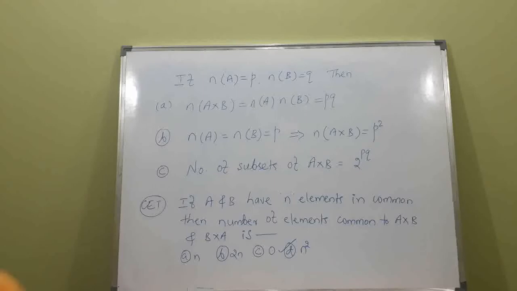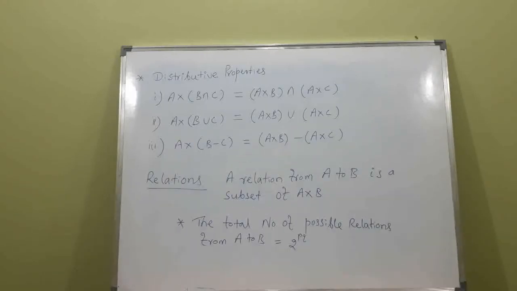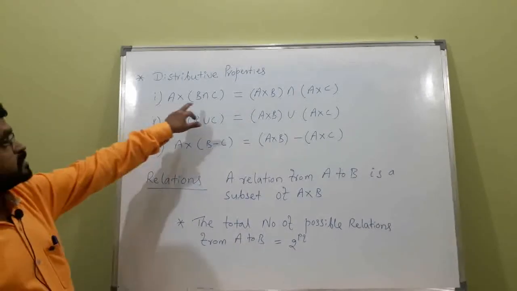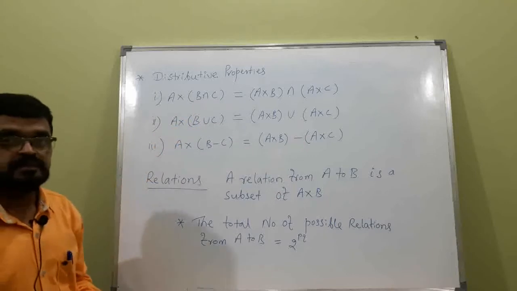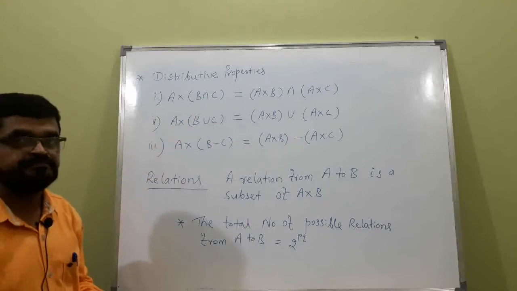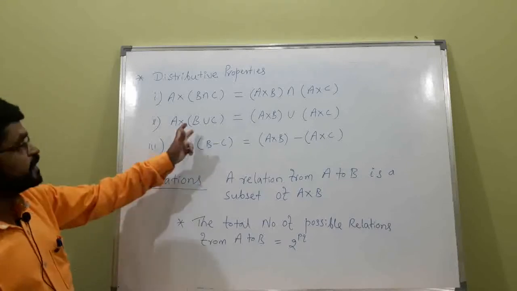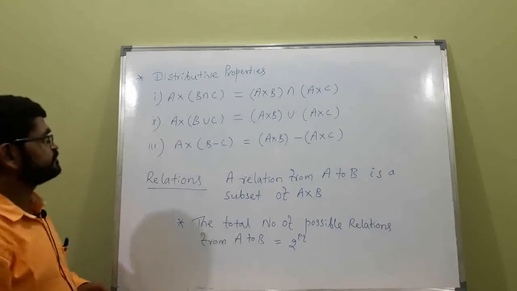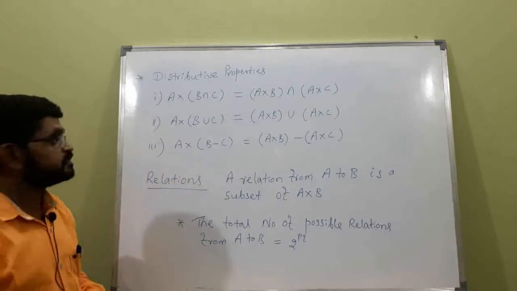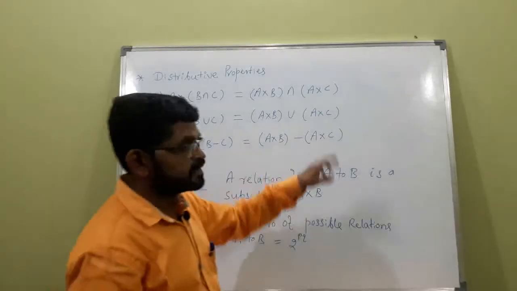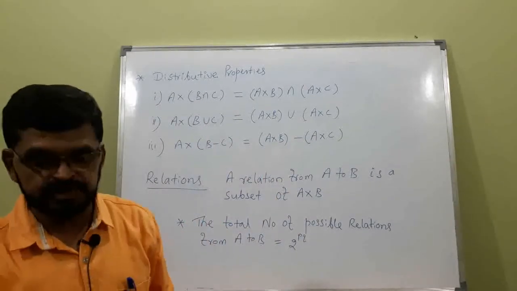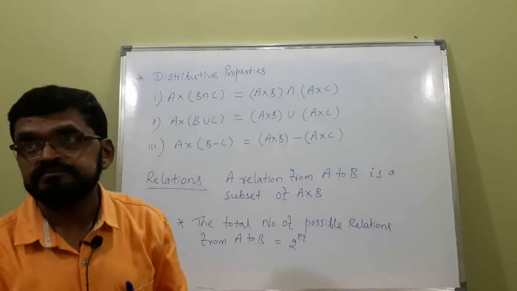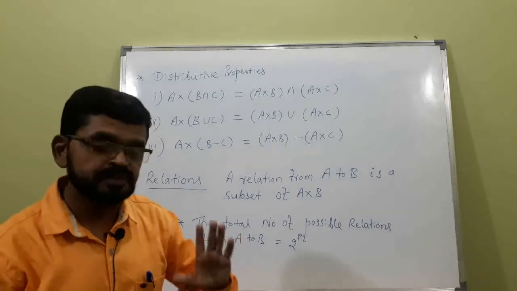Take this. The distributive properties of Cartesian product: A cross (B intersection C) is (A cross B) intersection (A cross C). A cross (B union C) is (A cross B) union (A cross C). A cross (B minus C), the difference, is (A cross B) minus (A cross C). So these are the main concepts for Cartesian product. Remember, Cartesian product is the basis for all this.